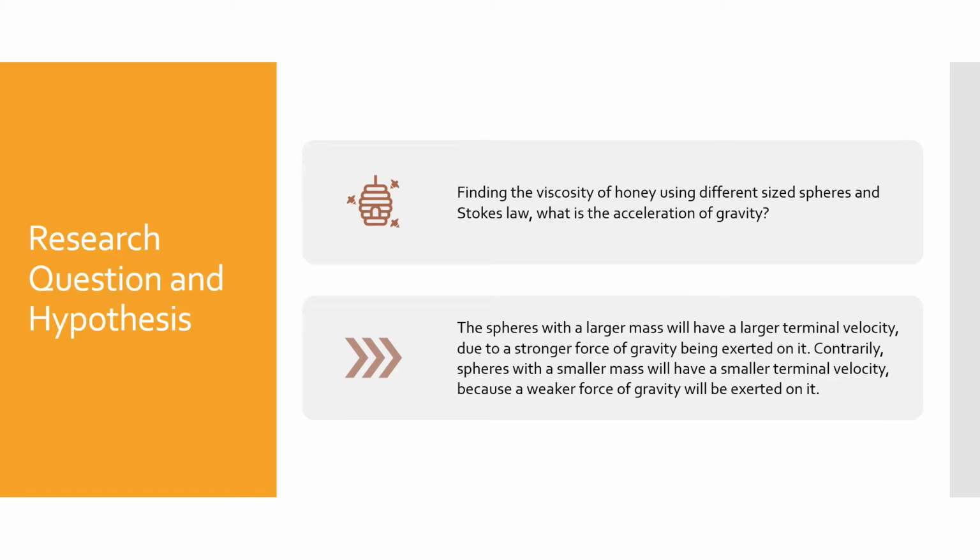My hypothesis is that the spheres with a larger mass will have a larger terminal velocity due to a stronger force of gravity being exerted on it. Contrarily, spheres with a smaller mass will have a smaller terminal velocity because a weaker force of gravity will be exerted on it.